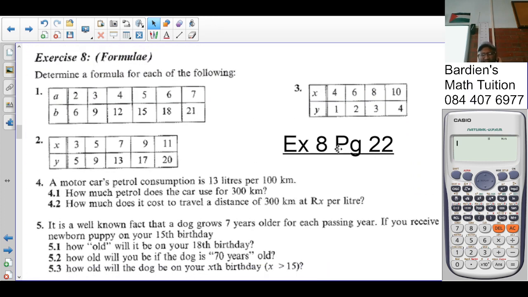So number 1, the answer to number 1 is A plus B is equal to A times 3. You all agree with that? So B is equal to 3A. It's correct.